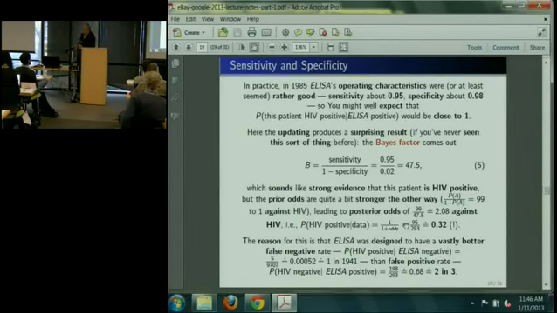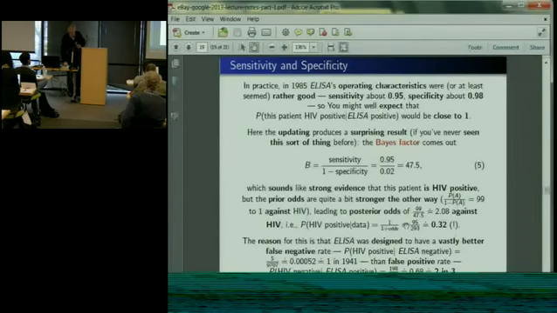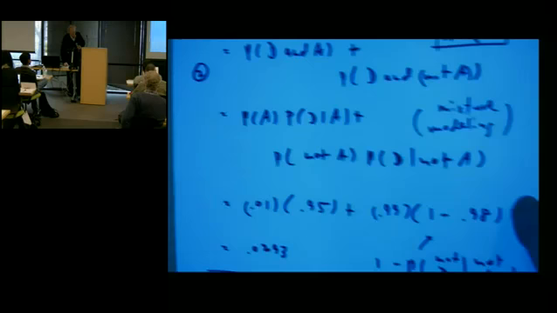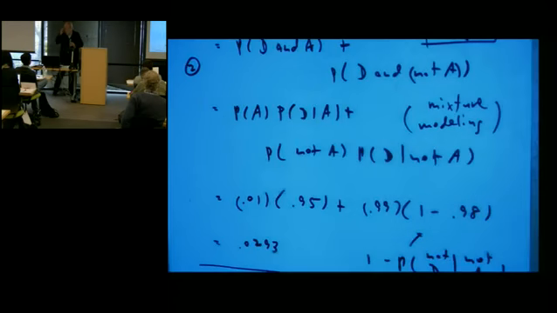The third way to make the calculation is to go right at it. And it's using a technique that we'll use later on in the class. It's our first example of what I'm going to call mixture modeling. And it's also our, yes, please.